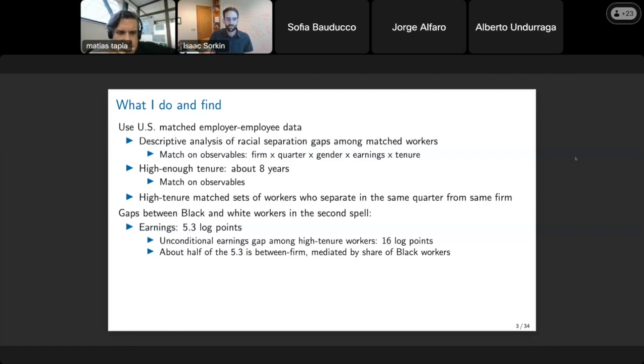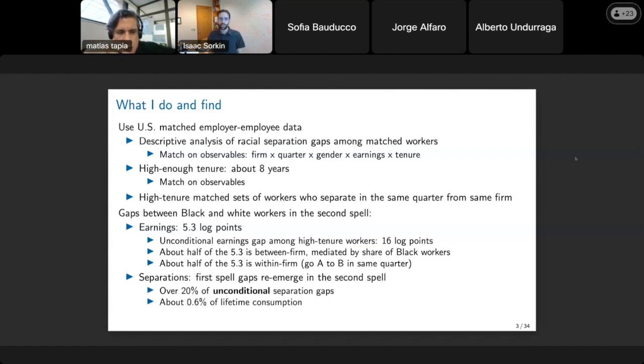About half of this 5.3 log point gap is between firm, which is mediated by the share of black workers at the firm, and I'll be more precise about what I mean by that. About half of that 5.3 occurs within firm. It's among workers who, if they leave one firm and go to the same next firm, you still find a gap. But I'll explain more when I get there.